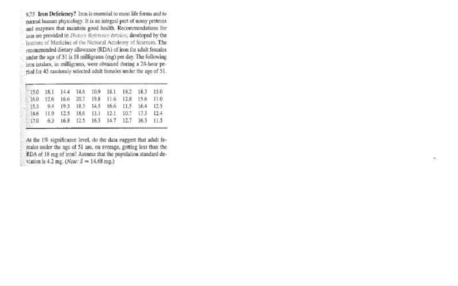under 51. And then, at the 1% significance level, does the data suggest that adult females under the age of 51 are, on average, getting less than the RDA of 18 milligrams of iron? Assume that the population standard deviation is 4.2 milligrams, and it says note x bar is equal to 14.68. So they've calculated x bar for us, so we don't have to do that.